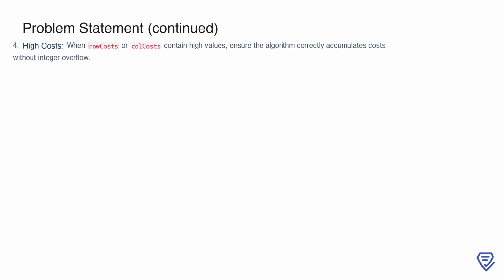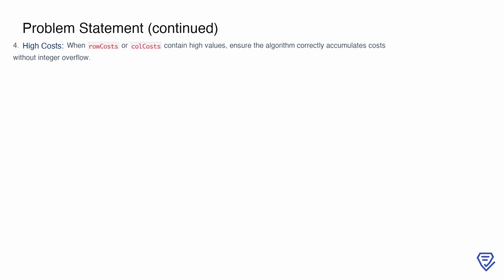Edge cases include scenarios where the robot starts and ends at the same position, resulting in zero movement and zero cost, and situations where the grid is a single row or column. In such cases, the robot can only move in one direction, simplifying the problem.